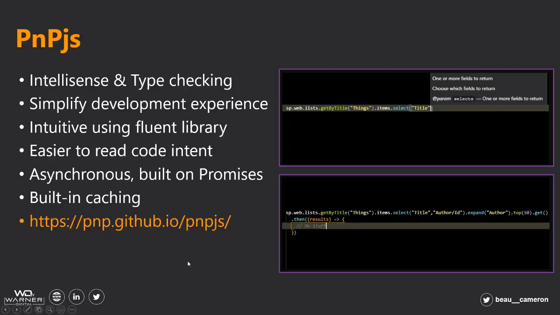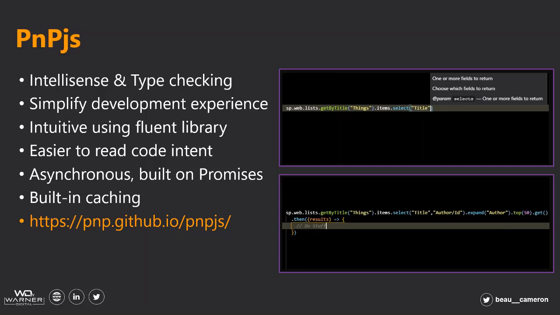PnP.js, this is one of my favorites. I encourage everyone to use this. If you've ever been making connections or requests to SharePoint lists or libraries using the REST API, you know that can get somewhat verbose and frustrating, and you have to deal with all kinds of the responses and the promises and all that. PnP.js, among many other things that it does, simplifies that for you. It's kind of like jQuery for SharePoint, right?